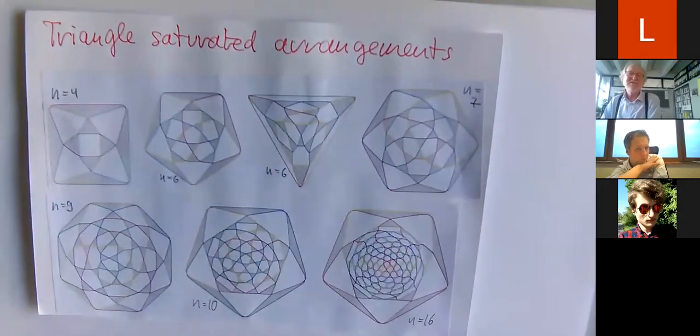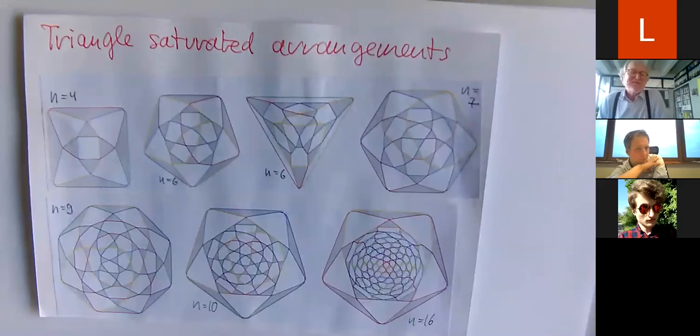And now here's a family of nice arrangements, triangle saturated arrangements. So what is this? An arrangement is called triangle saturated if every edge of the arrangement is incident to exactly one triangle. And here we have the triangles are gray, and we have this gray and white coloring of the faces. So you always have the two coloring of the faces because the graph is planar and four regular. And in this situation, one of the color classes only consists of triangles. And so you see there are some examples for various n.